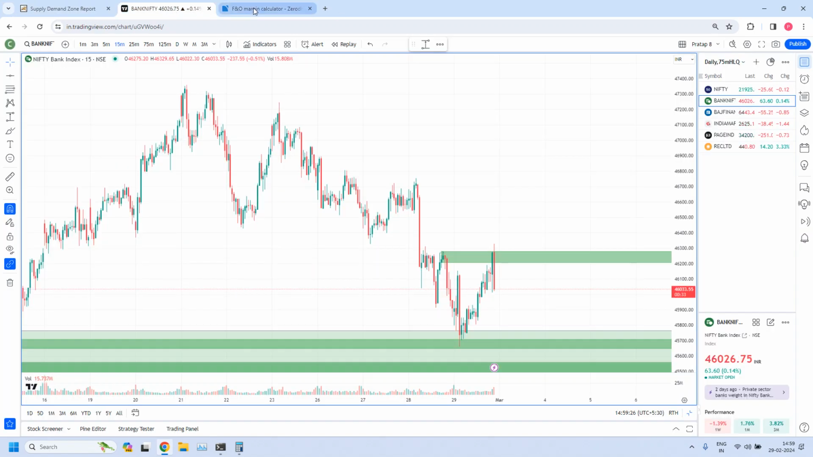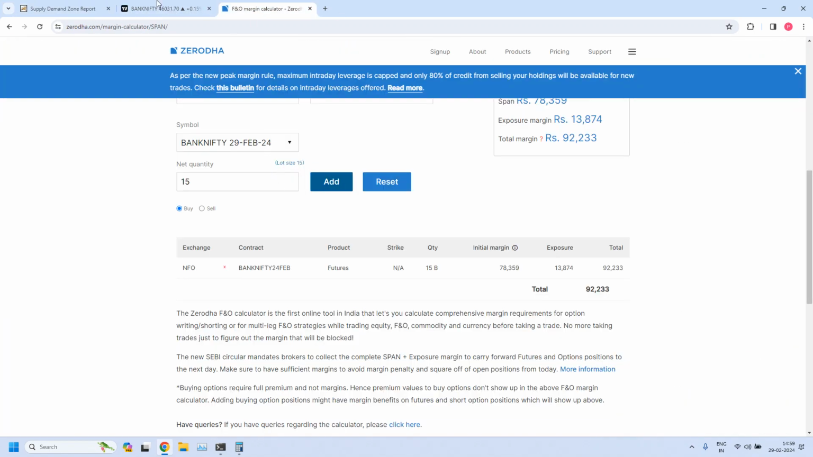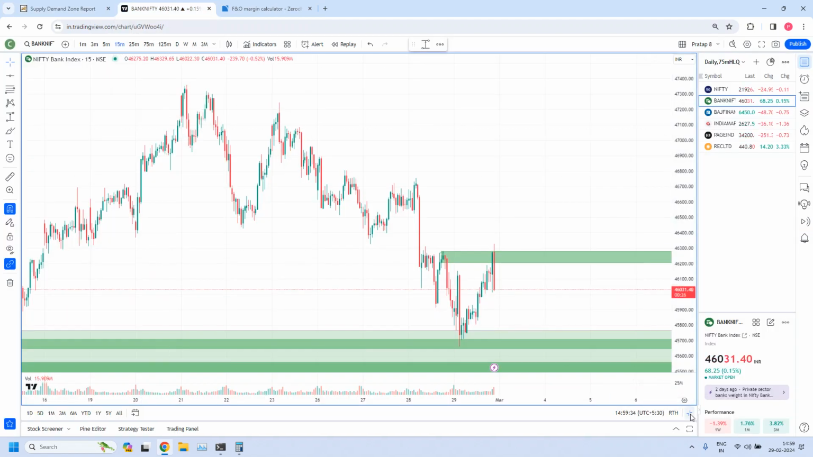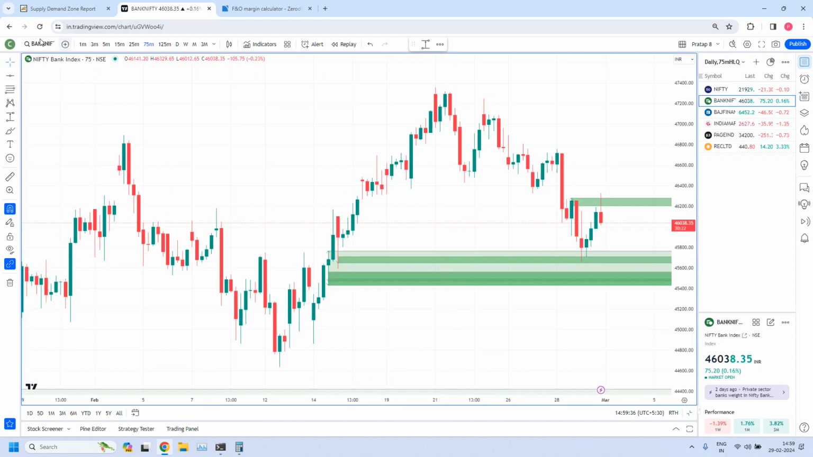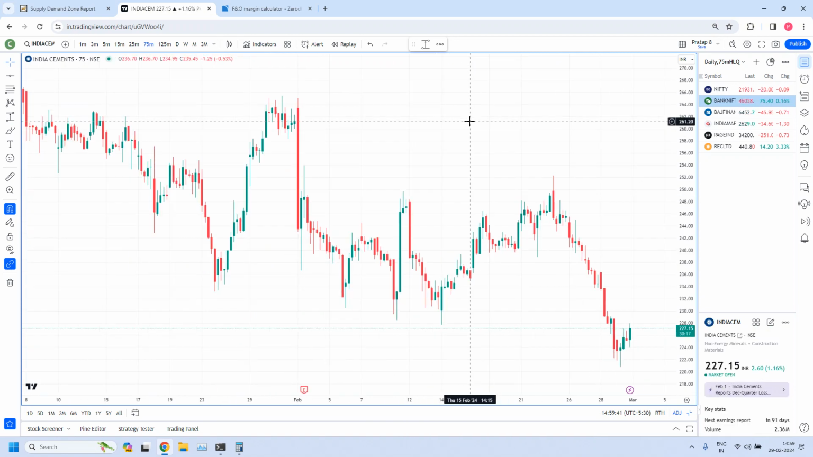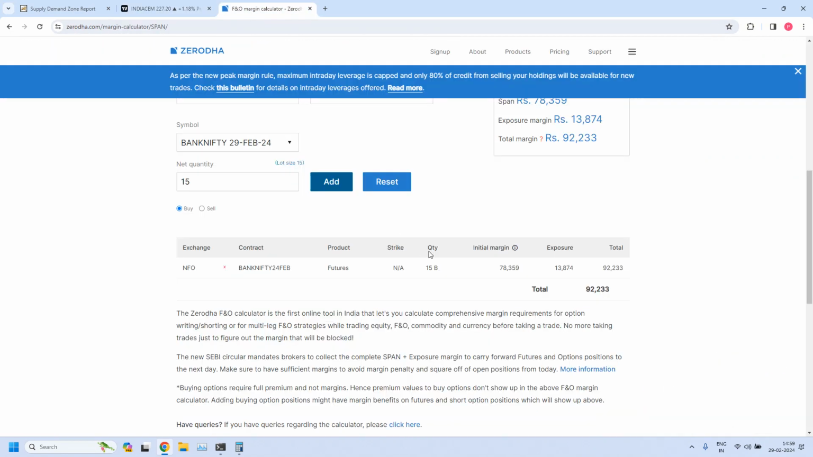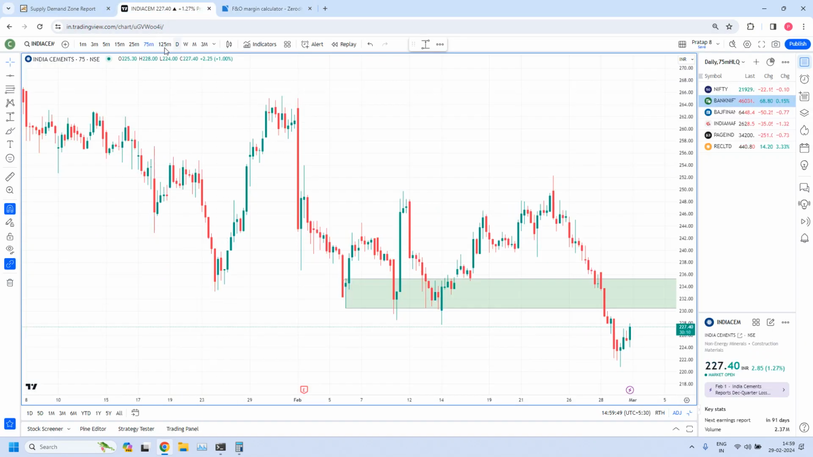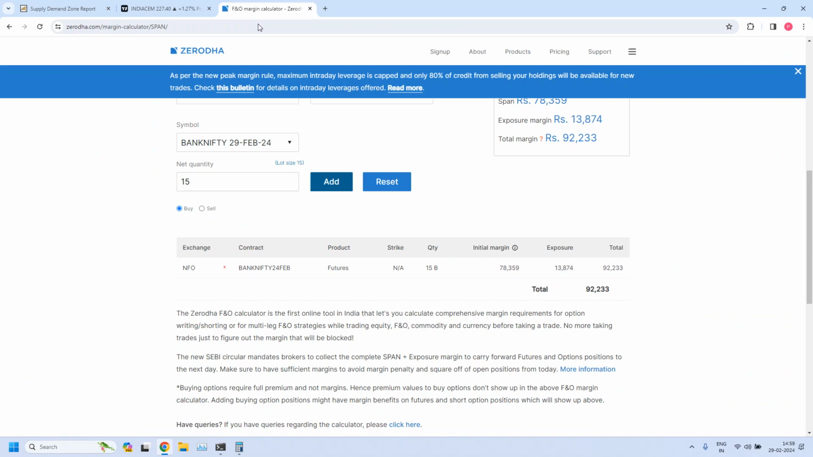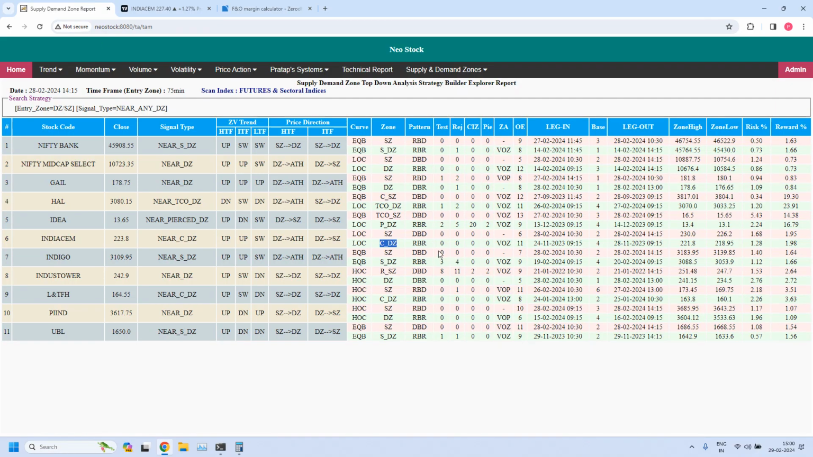India Cement. So let me go to the 75 minutes time frame. Let me open India Cement. Previously we have drawn this zone. Is it the same zone? Let me check. No, it's not the same because it is a fresh zone.